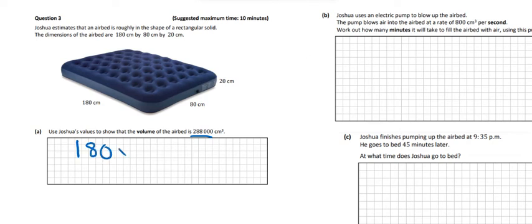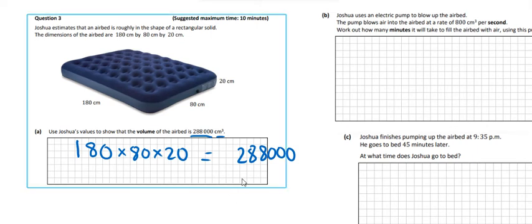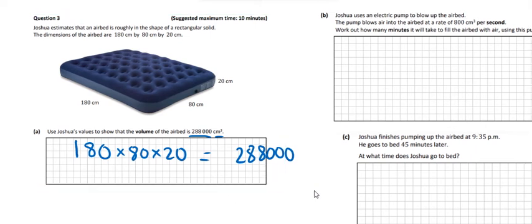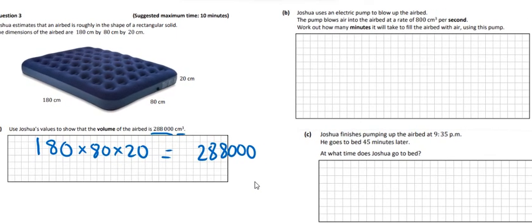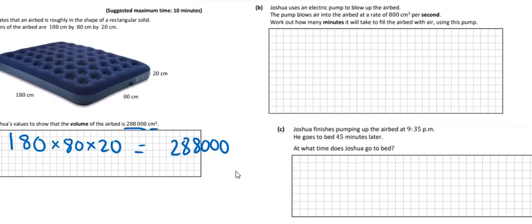So 180 multiplied by 80 multiplied by 20, and then that equals 288,000 centimeter cubed. So volume is always measured in centimeter cubed. You can just punch those numbers into your calculator and double check that it gives you 288,000. That's part A. Part B then.